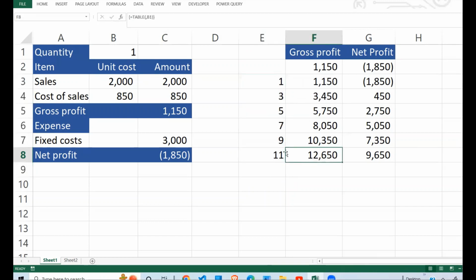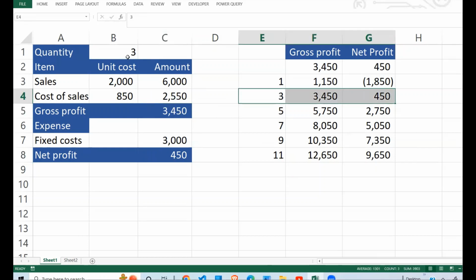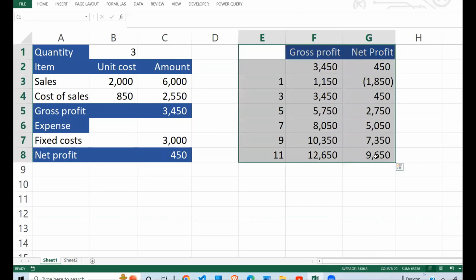The alternative would have been a long route where we go put in quantity 3, see what comes out, populate it here. You can see this is right here. Go back, put in another quantity, populate. But what if analysis helps us in quick steps to generate this table in a go.